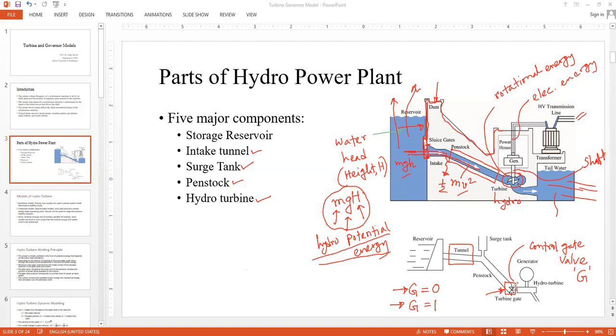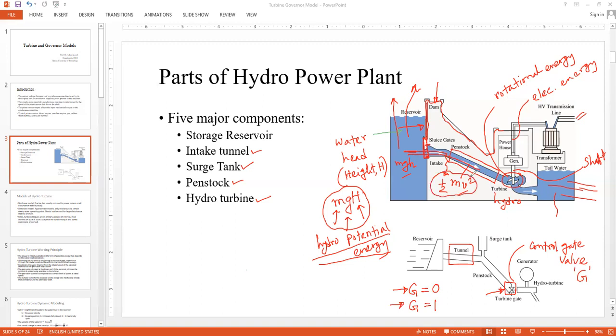Because if you are closing it completely, then although there is some water available, ultimately it would become stagnant after a certain amount of time, because the channel is closed and the water cannot flow. So there is no velocity available for the water. So there is no kinetic energy.